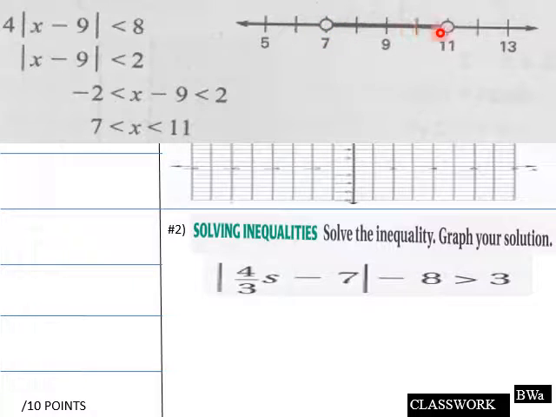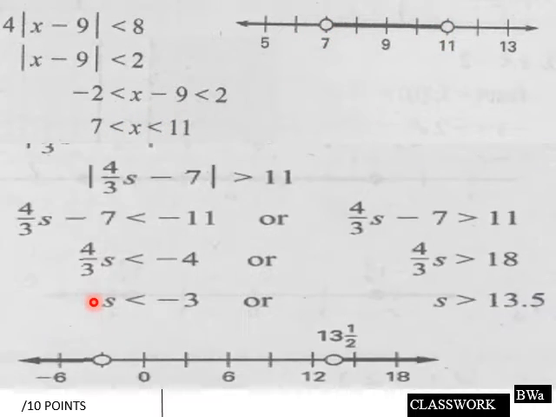It would be a conjoined plot, and since it's an imperfect inequality, the circles will be open. Down here for number 2, this will be the graph. We have this equal to negative 11 or positive 11, and then we solve for s. We come up with s is less than negative 3, or s is greater than 13.5. So s less than negative 3 would be this plot, and s greater than 13.5 would be this plot.